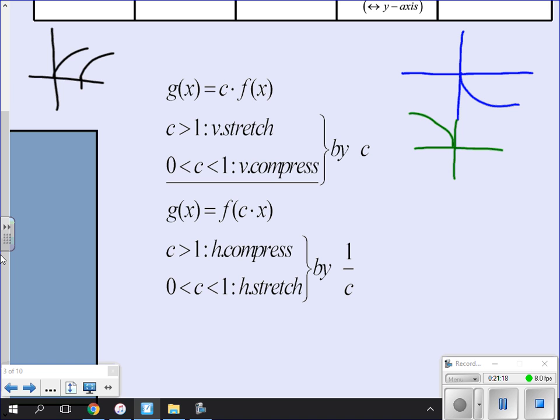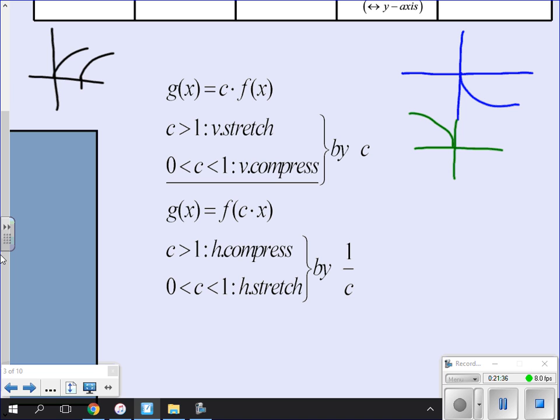If it's between 0 and 1, it compresses it. And we're discarding the negative values. Negatives make it point up and down. Negative has nothing to do with stretch and compress. Negative 3 in front is the same thing as a 3 in front for stretch and compression. The negative just means it points down. They have the same amount of stretch, just in the other direction, pointing down.